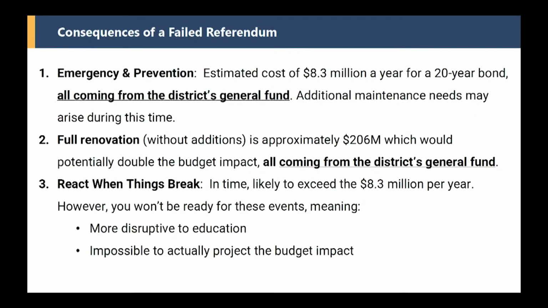So then I was asked to do just a summary slide. So, if you had a failed referendum and you had to start investing in the building today, you could do this emergency prevention that I just went through, and that would be about an $8.3 million budgetary impact per year, modeled at about 20 years right now. Now, if you remember when we were looking at all options, there was an option, I forget 1 or 1A, to do a full renovation of this building, and that would kind of touch everything. But that number was $206 million. That would likely double the impact on your general fund.